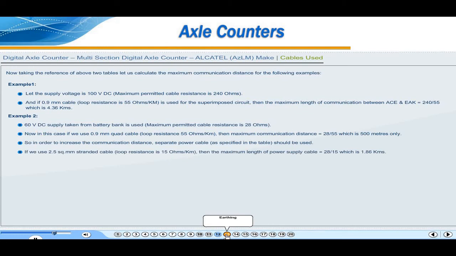If we use 2.5 square millimeter stranded cable, that is loop resistance is 15 ohms per kilometer, then the maximum length of power supply cable is equal to 28 divided by 15, which is 1.86 kilometers.